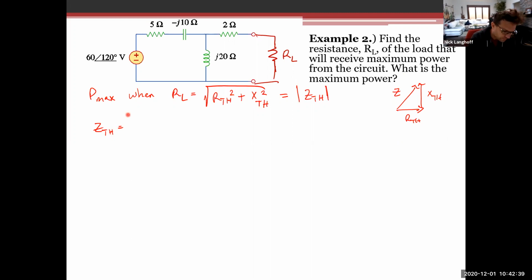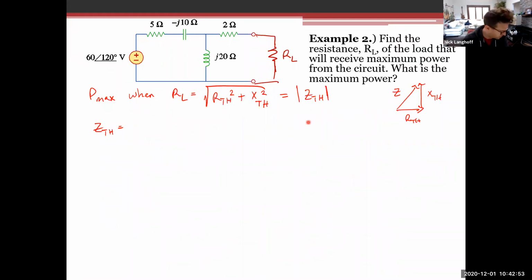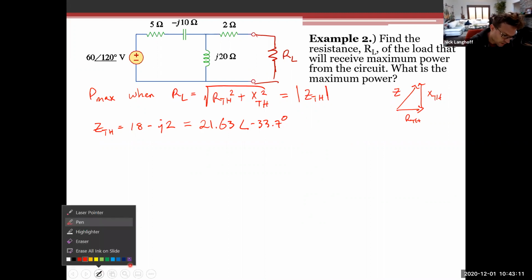At any rate, Z Thevenin is equal to, we already found Z Thevenin from the previous page. It's equal to 18 minus J2, right? That's what we found from the previous page: 18 minus J2 ohms. And in magnitude phase form, that's 21.63 at an angle of minus 33.7 degrees. That's from the previous page. We can just write ourselves a note there.